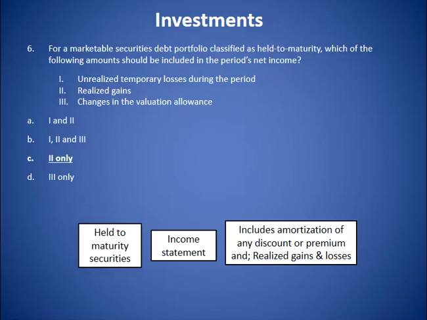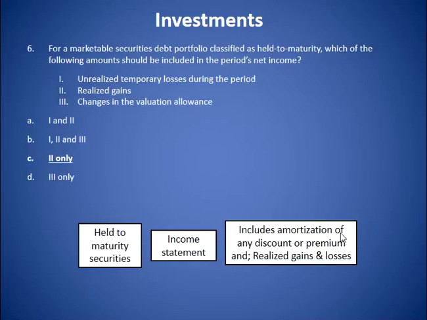Okay, number 6. Basically, which of the following amounts should be included in the period's net income? And in this case, the answer is 2 only. Again, if we take a look at held to maturity securities, and we take a look at all these items, basically take a look at the income statement.